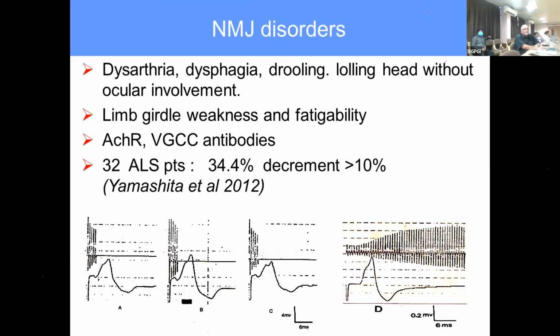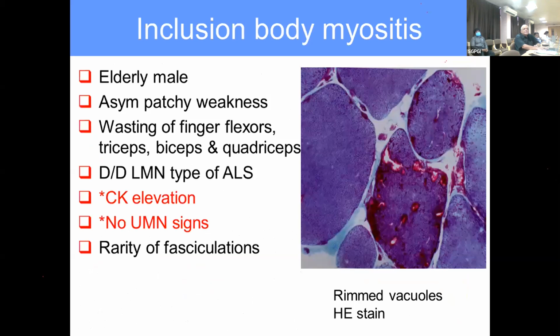Myasthenia I have already mentioned, and ALS patients may also show decrement. 30% had more than 10% decrement. So we have to be cautious in a patient, do antibodies, do a prostigmine test, and see for reversibility, and if that is there, myasthenia is a much better diagnosis than ALS. But of course, one should not make a wrong diagnosis. That's very important.